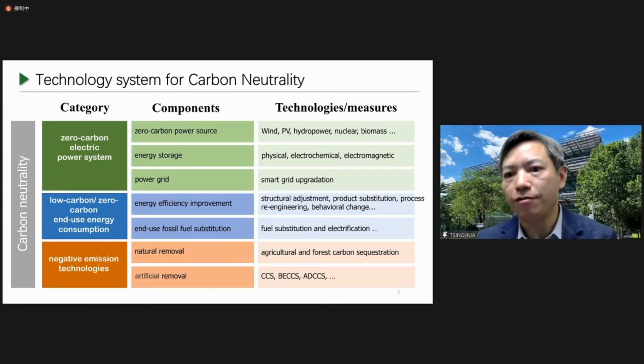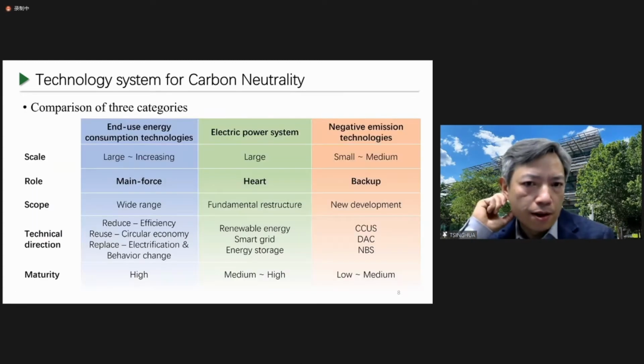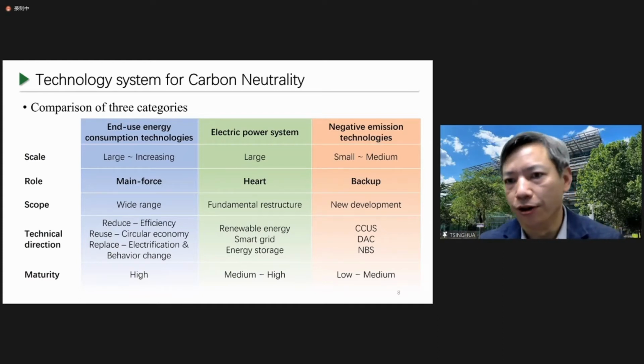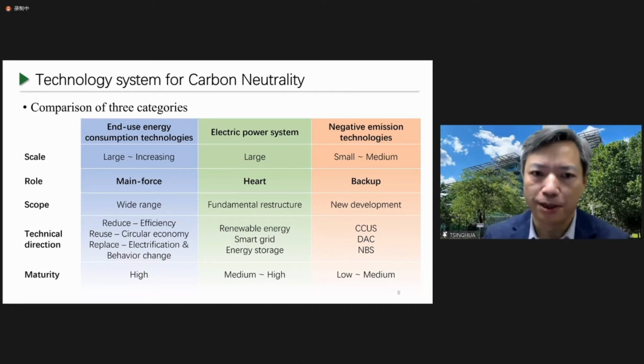While for the negative emission technology, we have nature-based solutions and artificial removal options like CCS, BECCS, and DACCS. This table shows the comparison of 3 categories of technologies from several important aspects.